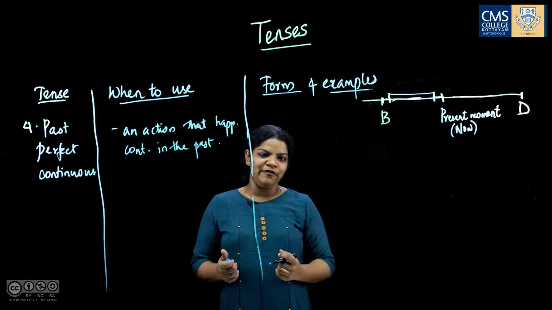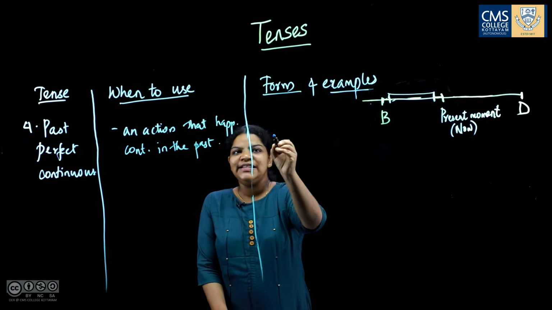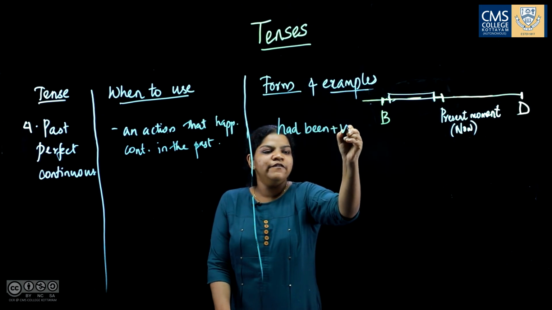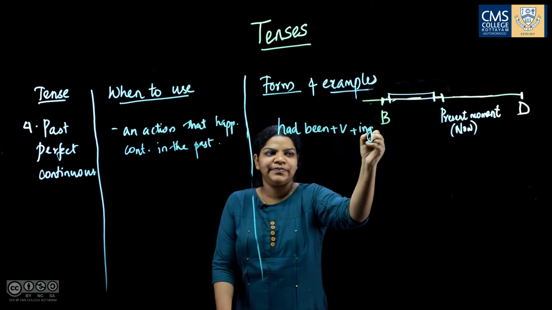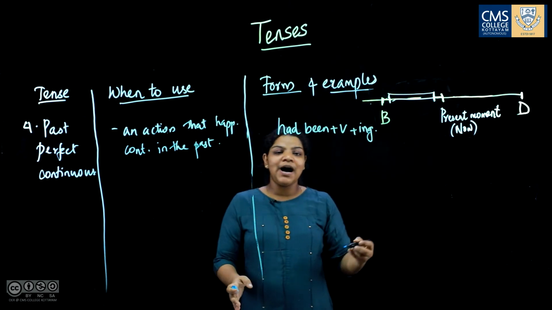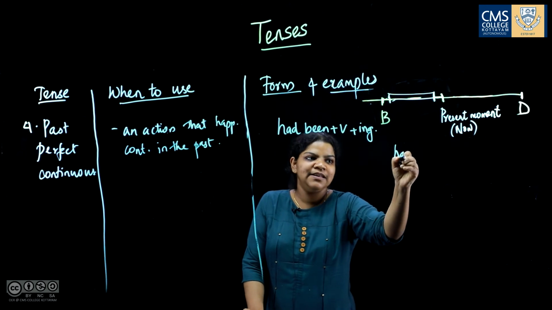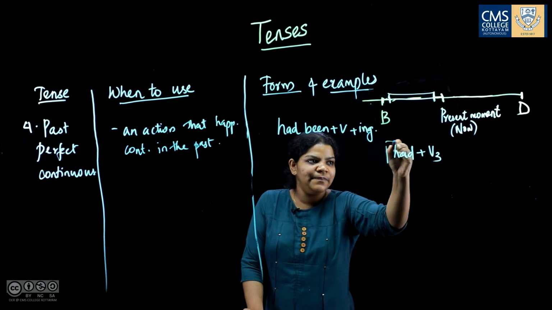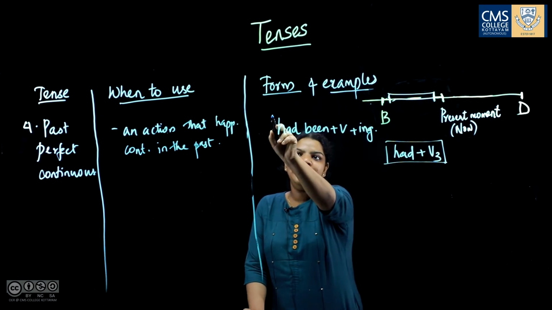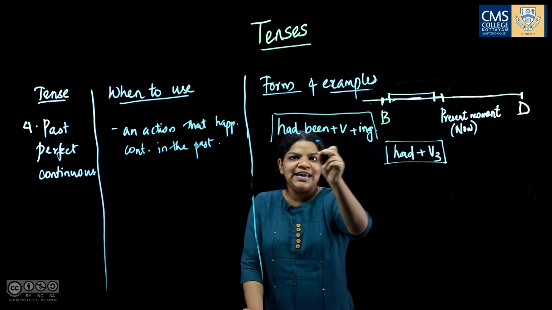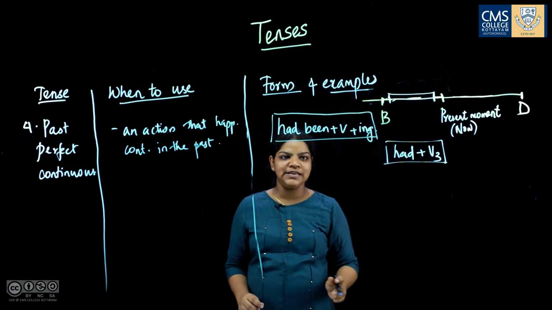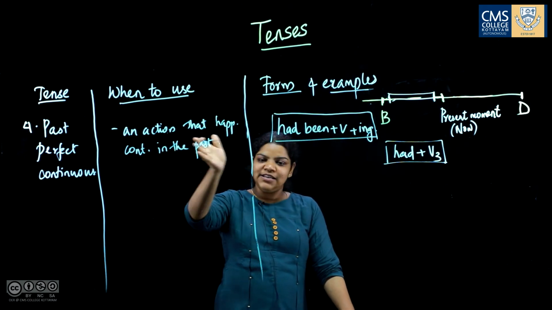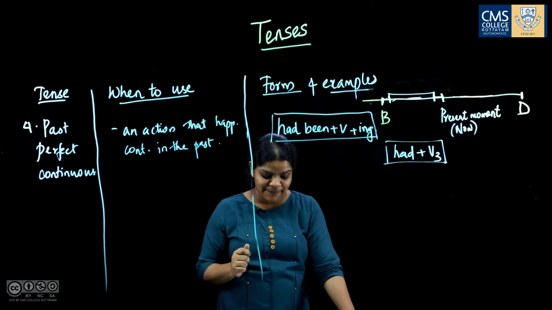Now what is the form of past perfect continuous tense? This is had been plus verb plus ing. The form for the past perfect tense, as we said in the previous example, was had plus the V3 form of the verb. Had plus the V3 form of the verb. And for past perfect continuous tense it is had been plus verb plus ing. Now, remember this is an action that continually happened for a longer period of time in the past.